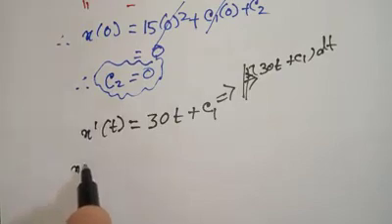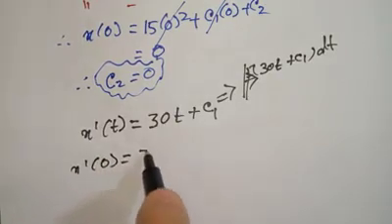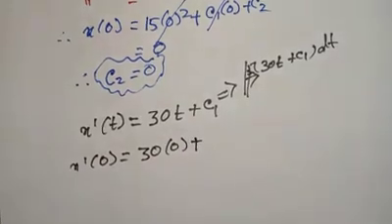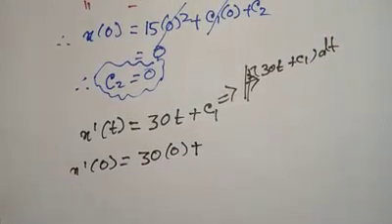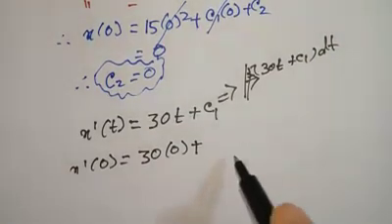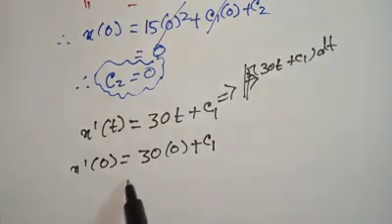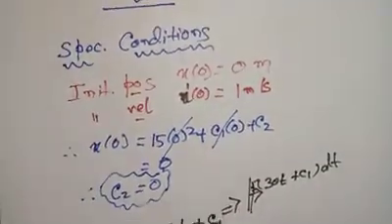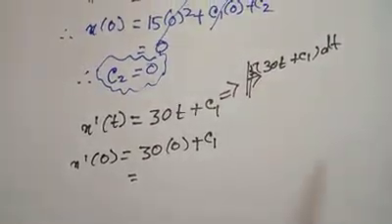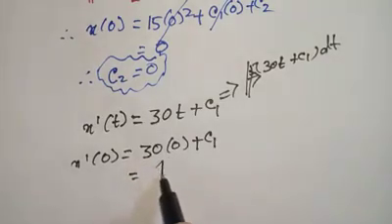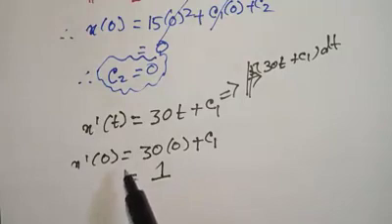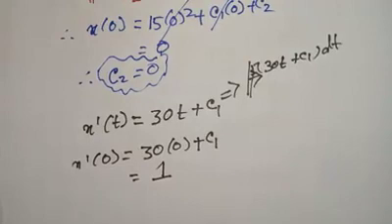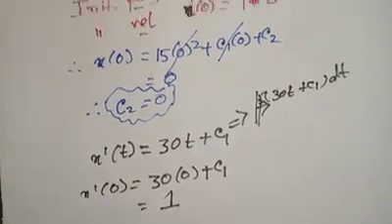So we get x prime of time 0 equals 30 times 0, again t is 0, plus c1. What is c1? c1 equals 1, right? So 30 times 0 is 0, and c1 we know the value, so we take this c1. What we get over here is 1. So x prime of 0 equals 30 times 0 plus c1, and this is 1. So we found the values. c2 is 0 and c1 is 1.